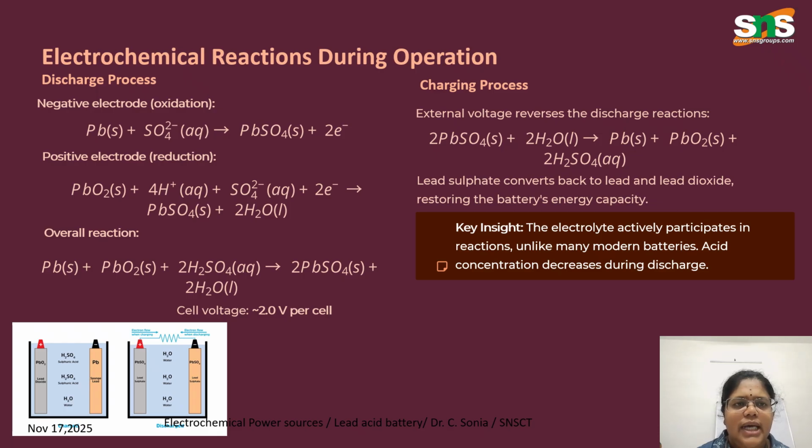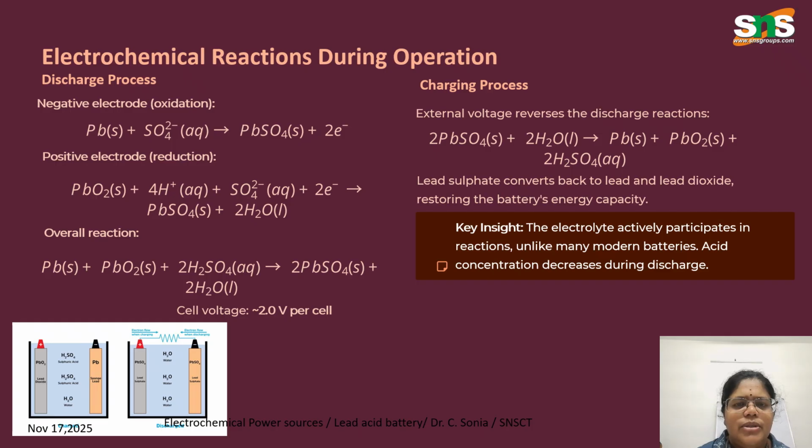So we'll see the electrochemical reactions during the operation. You can see the discharge process, where oxidation takes place at the anode and reduction takes place at the cathode. Oxidation releases two electrons forming lead sulfate, and the reduction gives lead sulfate as well. In the overall reaction, you get energy, and the cell voltage is maintained at 2 volt per cell.